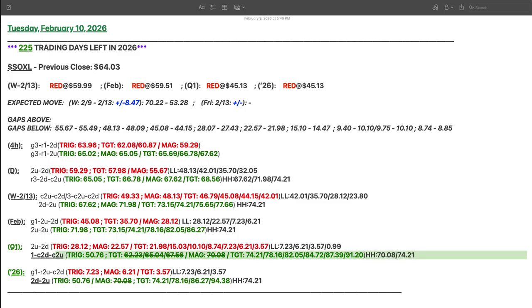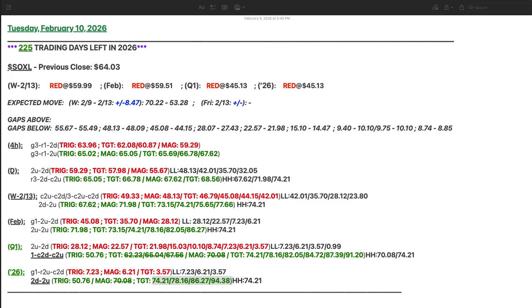On the quarter, we did trigger the 1 combo 2 down, combo 2 up, already reached magnitude at 78.08. So again, just looking for those extended targets here on the quarter, 74.21 being that all-time high. And it's the same case on the year as well, right? We kicked off that 2 down, 2 up at the beginning of the year, reached magnitude, and at this point, just looking for all-time high in the extended targets there.